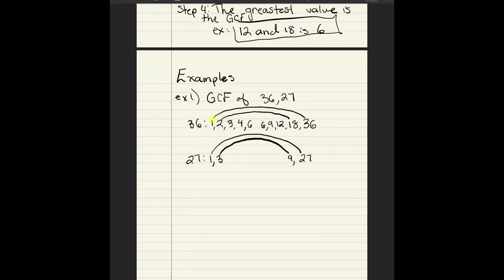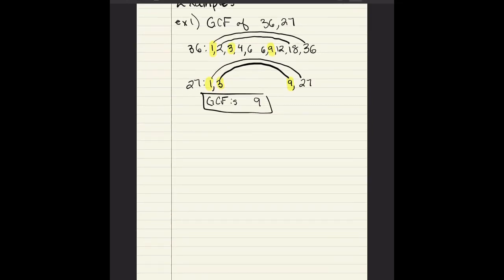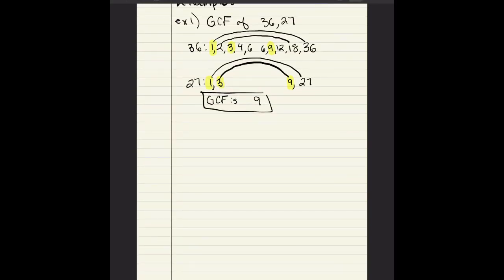And now I'm going to highlight all the ones we have in common, which is 1, 1, 3, 3. Luckily, there's not too many. 9 and 9. And therefore, the GCF is 9. Remember, we're looking for the greatest number. If we were looking for the least, everything would be 1, right? So that's how you can remember the difference between GCF and LCM. It's one of the ways.